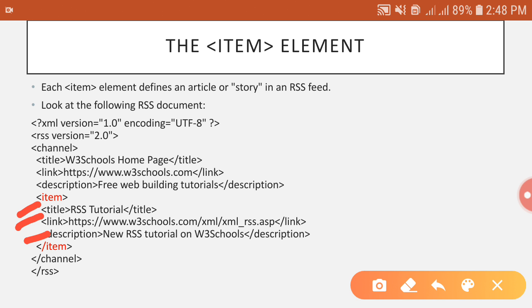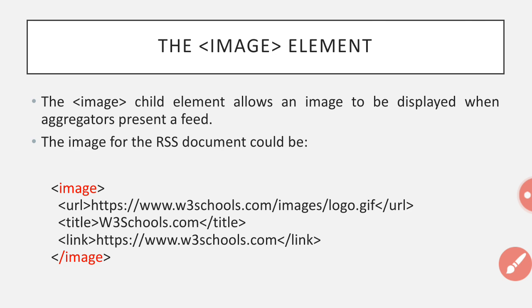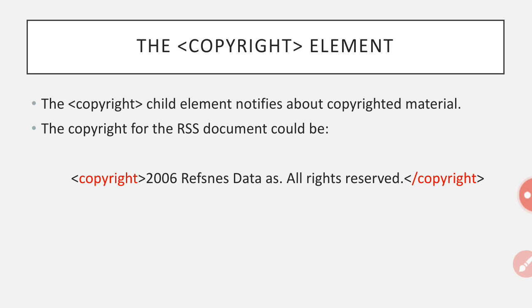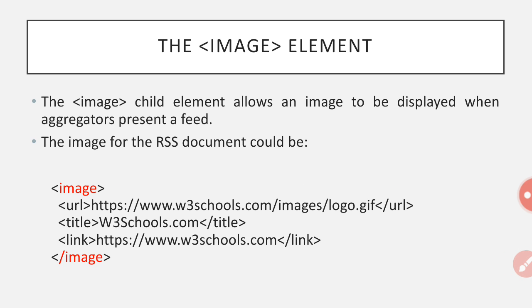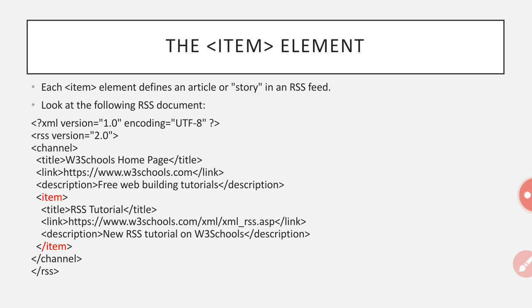There are several optional child elements of the item element as well. We have seen optional child elements for channel element: category, copyright, image, language. Okay, now we will see the optional child elements of the item element.